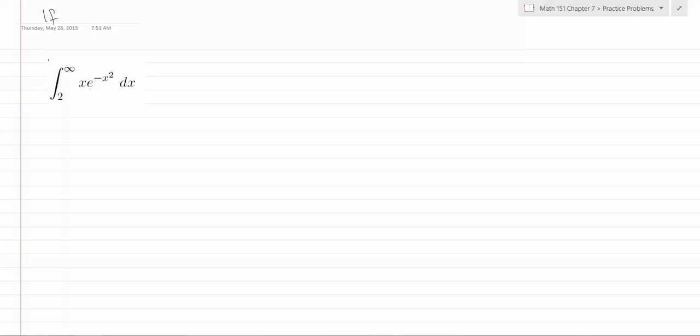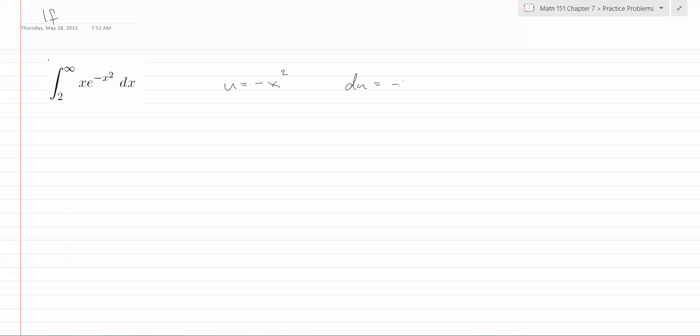So this one's an improper integral from 2 to infinity, x e to the minus x squared. First, let's just focus on what the antiderivative would be here. This one can be done with just a basic u substitution. Let's let u equal negative x squared.